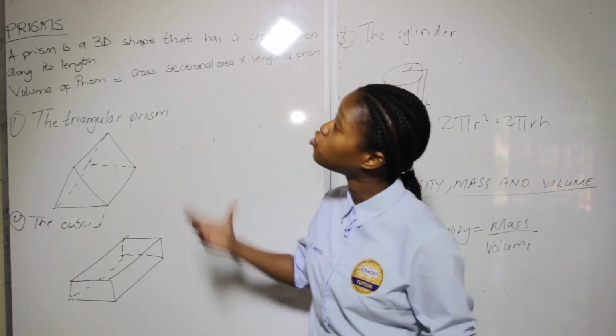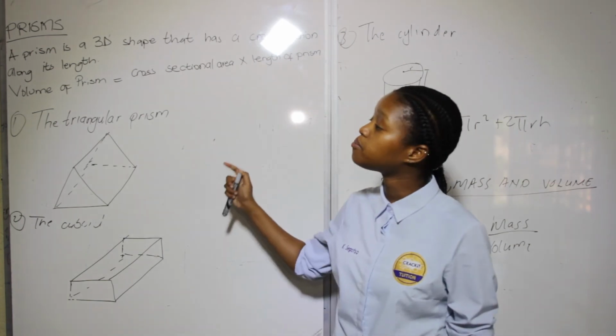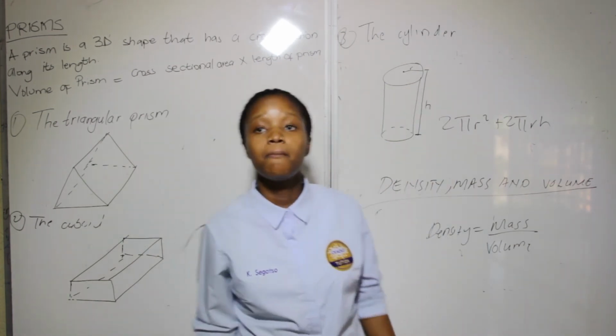Welcome back to the mensuration, the continuation of the mensuration lesson. So today we are going to be covering prisms and density, mass and volume.